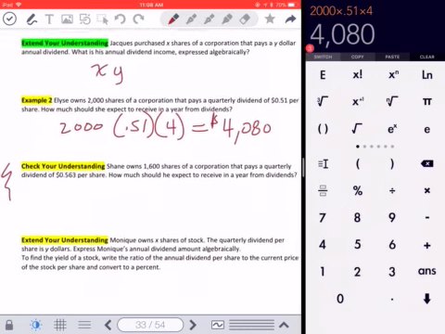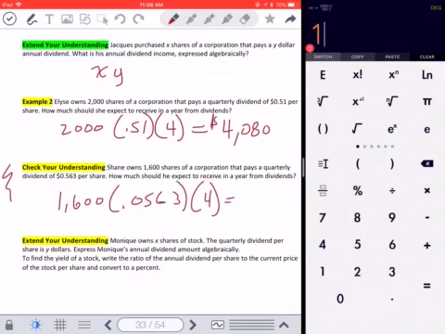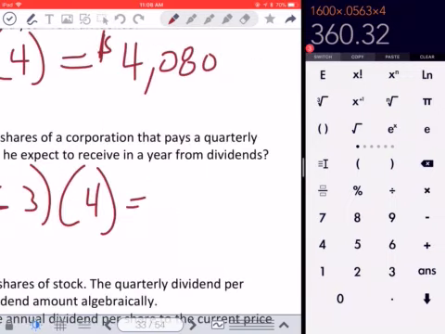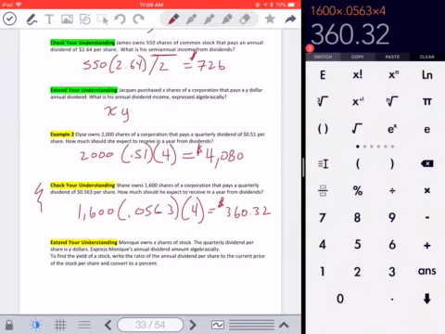Okay, well, this is quarterly, and this is a year again. So this is 1,600 times 0.0563 times 4. So I'm going to get 1,600 times 0.0563 times 4 equals 360.32 is my answer.